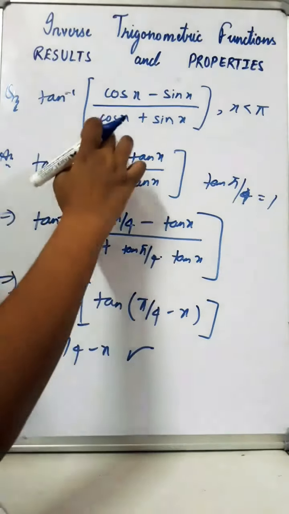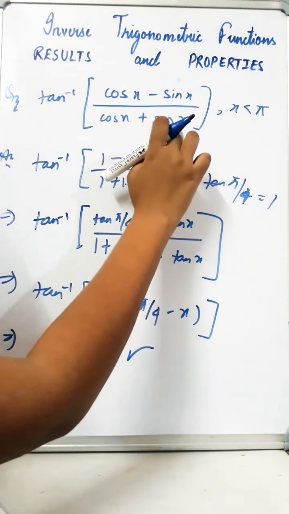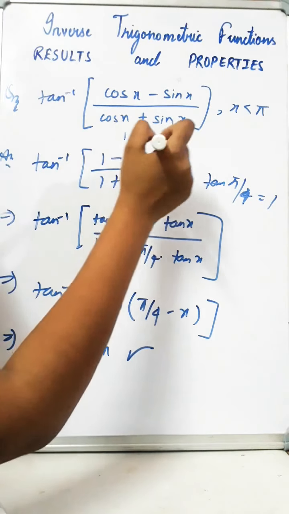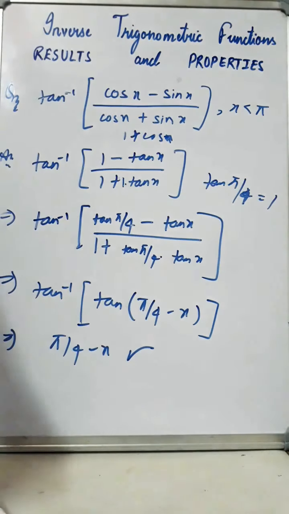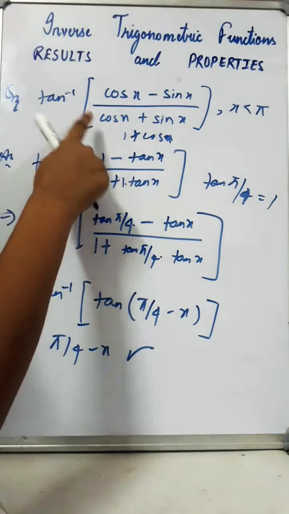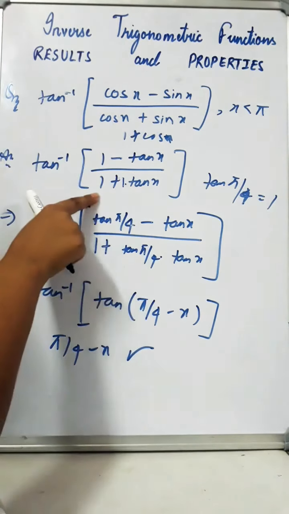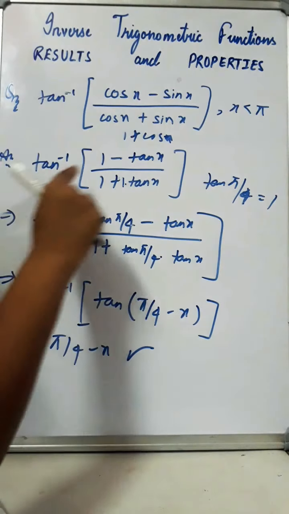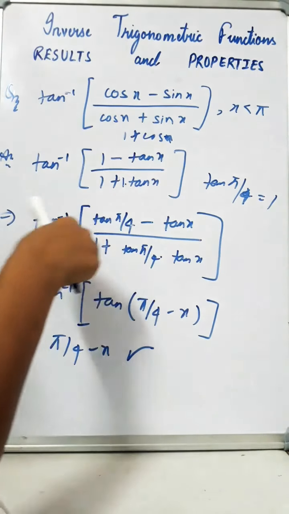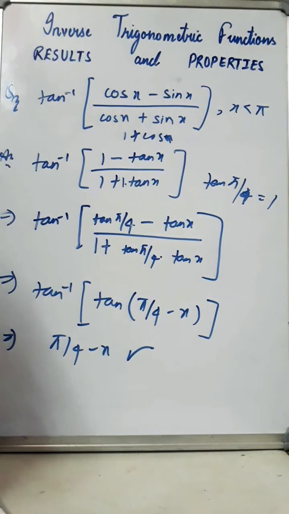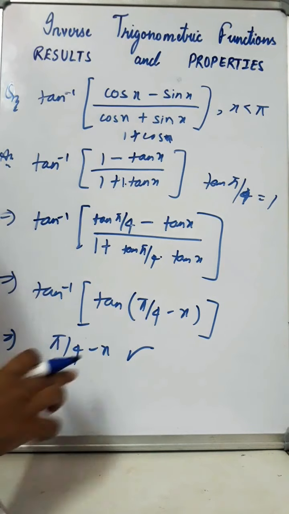Anywhere where you see something like cos x plus sin x or 1 plus cos x, anything like this, you quickly have to think that you have to divide the numerator and denominator by cos x, which will convert it into something like this. And whenever it is something like 1 minus tan theta upon 1 plus tan theta, you convert 1 as tan pi by 4. These are some hacks which will help you in solving the questions. Alright, so this is your required answer.